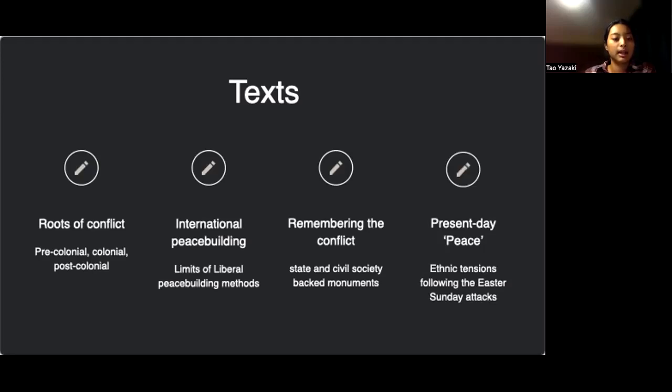The second theme is international peace building, specifically the limits of liberal peace building methods in Sri Lanka. The third is remembering the conflict, how conflict is remembered during peacetime. And this text I'll be talking about looks specifically at monuments, how they're built, who builds them, and the politics behind that. And finally, what present day peace looks like. So officially the war ended in 2009, but how much of that is true peace, and who is it peace for?